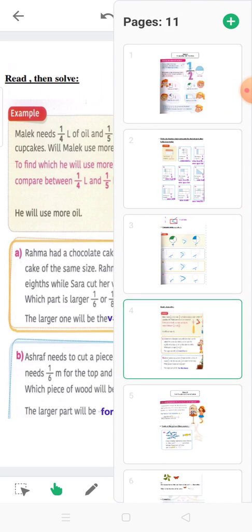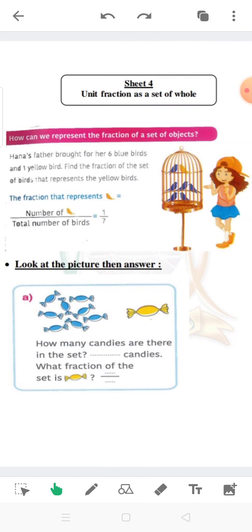Okay, let's see here. We will study now unit fraction as a set of a whole. What does it mean, set? Set means a group of similar things. We have a group of birds here. And we take one in the numerator part. Hannah's father bought for her 6 blue birds and 1 yellow bird. Find the fraction of the set of birds that represent the yellow birds. The number of yellow over the total number of all of the birds.